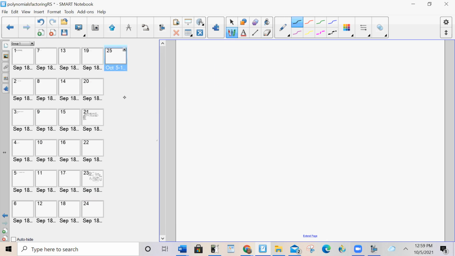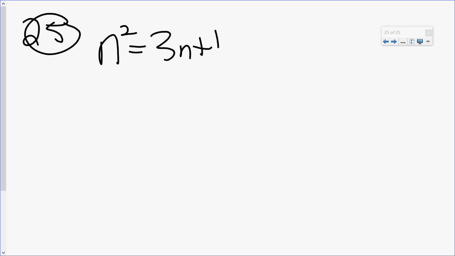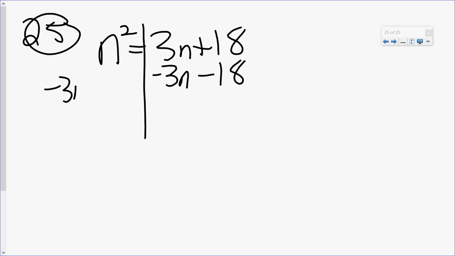All right, number 25. N squared equals 3n plus 18. Polynomial equation. Mr. N squared, he wants to party. Before he can party, all of his friends have to come over. Are all of his friends over at his house now? No. So he needs to subtract 3n and subtract 18 from both sides. Step 1 in a polynomial equation is to bring everything to one side.